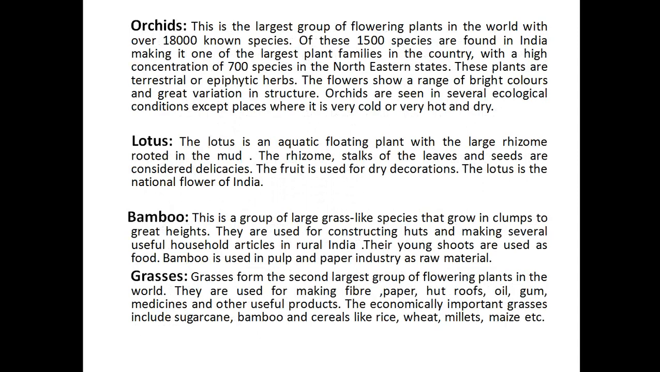Then we have the orchids. This is the largest group of flowering plants in the world, with over 18,000 known species. Of these, 1,500 species are found in India, making it one of the largest plant families in the country, with a high concentration of 700 species in the northeastern states. And these plants are terrestrial or epiphytic herbs. The flowers show a range of bright colors and great variation in structure. Orchids are seen in several ecological conditions, except places where it is very cold or very hot and dry.